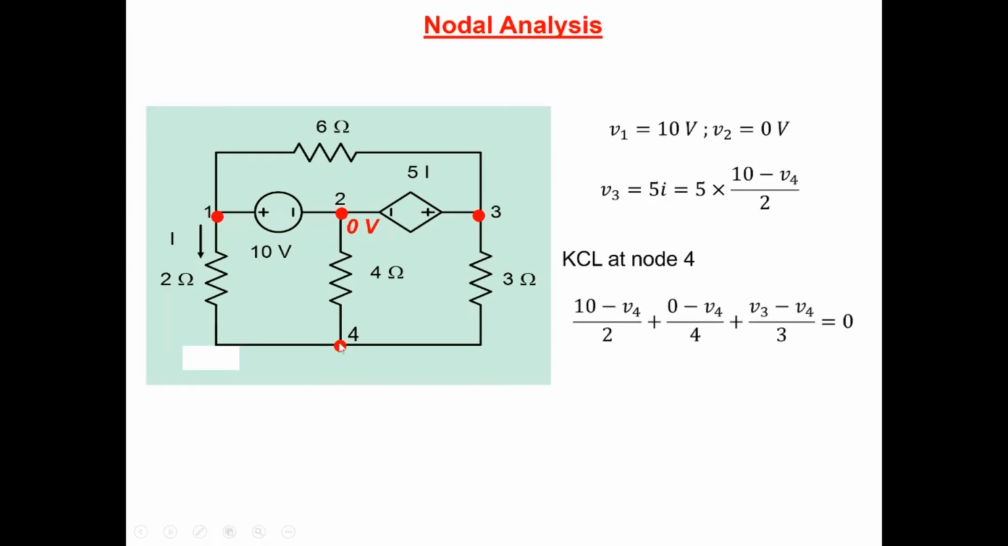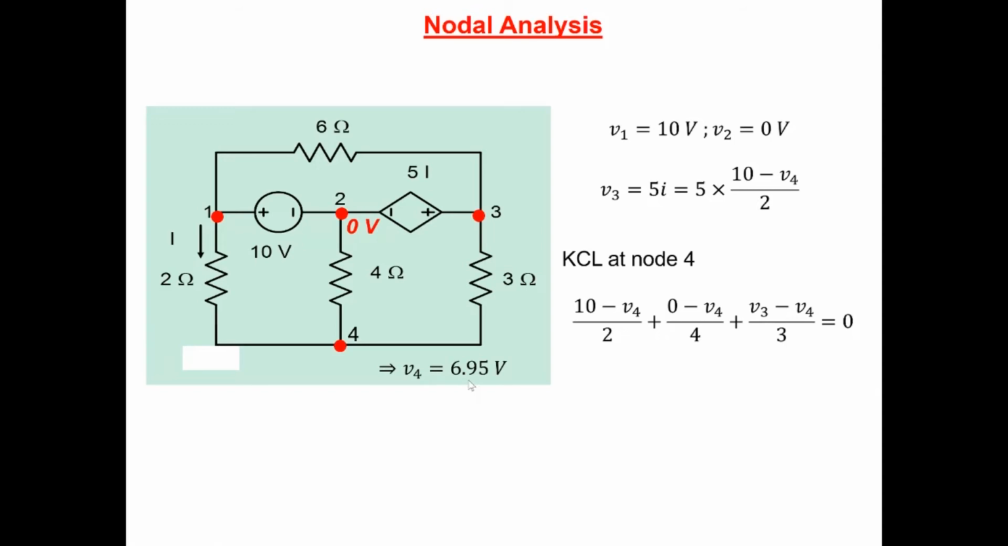So KCL in node 4, we look at all the currents that are entering this node 4. There's a current entering here, so (10 minus V4) by 2. There's a current entering from here, so (0 minus V4) by 4 ohms. And there's a current entering from here, (V3 minus V4) by 3. And so we have one equation, and V3 we already know in terms of V4, so we can plug it here and solve it. We'll get V4 equal to 6.95.